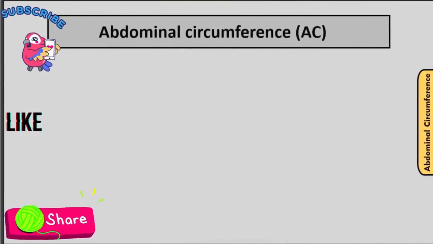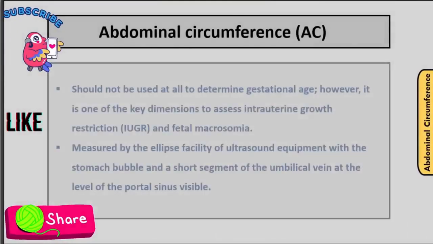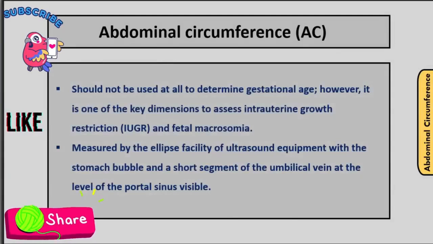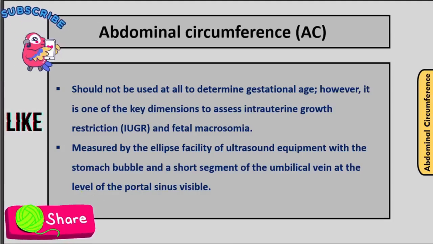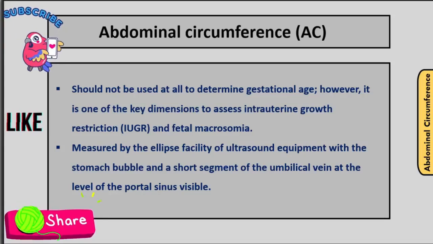Abdominal circumference. Abdominal circumference should not be used at all to determine gestational age. However, it is one of the key dimensions to assess intrauterine growth restriction and fetal macrosomia. It is measured by the ellipse facility of ultrasound equipment, with the stomach bubble and a short segment of the umbilical vein at the level of the portal sinus visible.